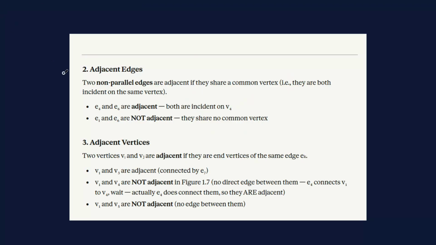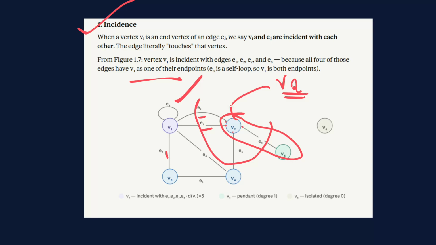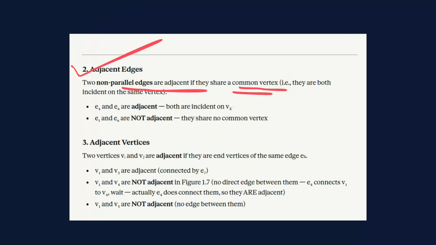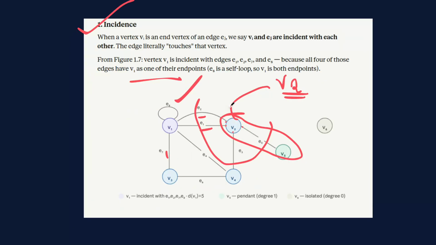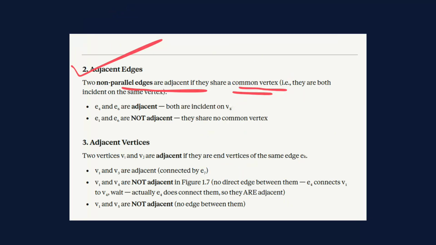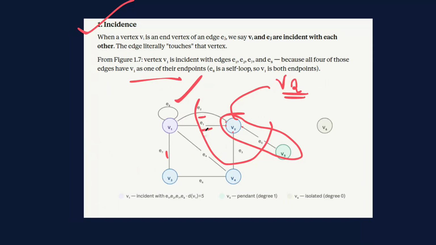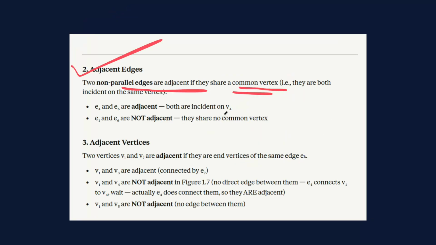Now we have adjacent edges. Two non-parallel edges are adjacent if they share a common vertex, that is, they are both incident on the same vertex. e4 and e6 are adjacent, both are incident on v4. But e1 and e6 are not considered adjacent because they share no common vertex. So two non-parallel edges are adjacent if they are both incident on the same vertex.